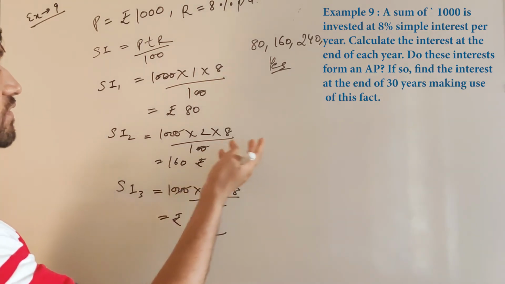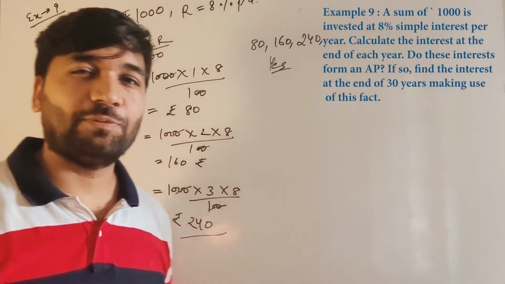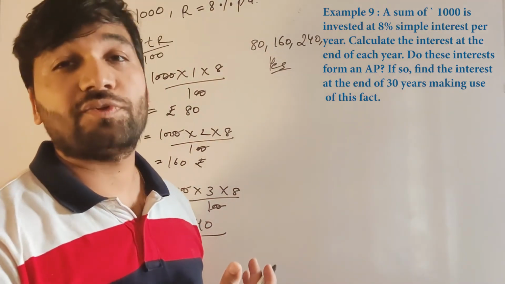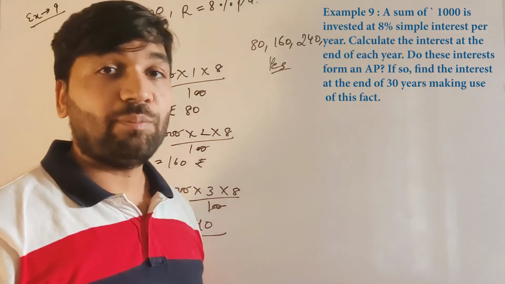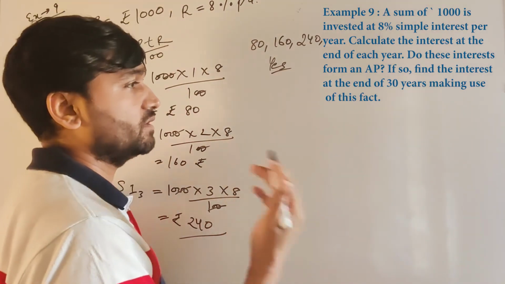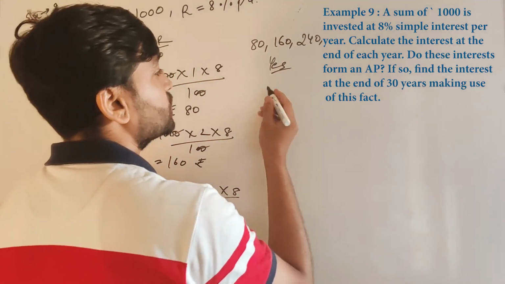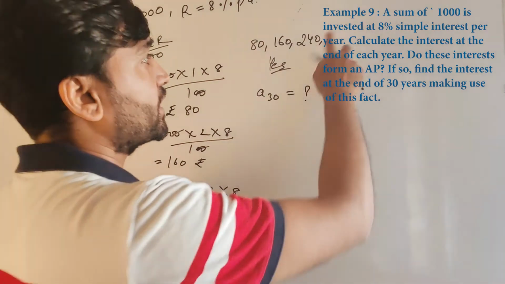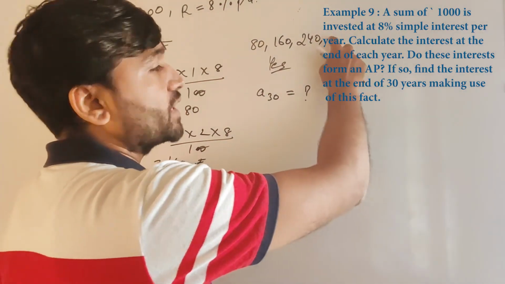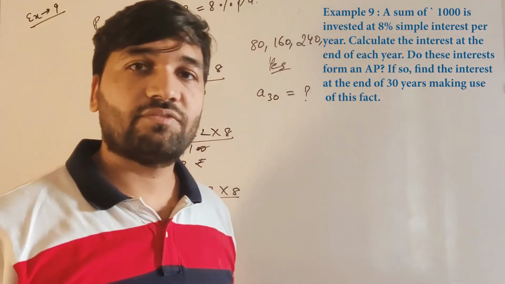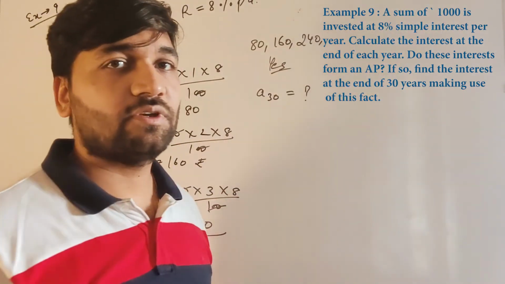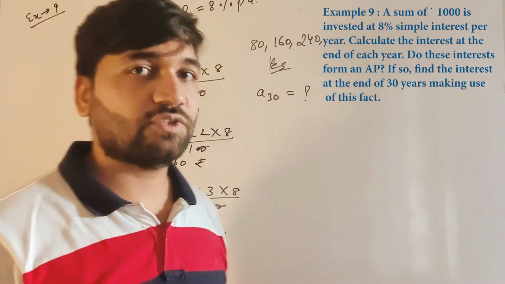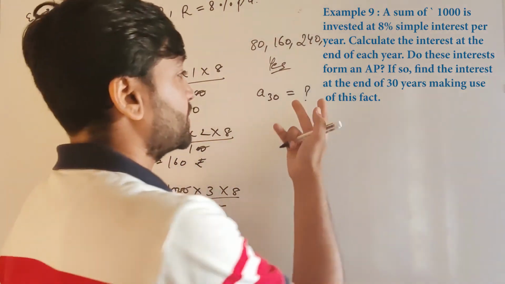I mean, of course you can find using PTR by 100 where time is 30 years. But here, because this is an AP chapter, not a simple interest chapter, we are supposed to use AP formula to find interest after 30 years. What are you supposed to do? You're supposed to find A30. Okay, of course one can do like 240, you add 80, you get 320. Again add 80, you get 400. So like this, if you do 30 times, you will get your simple interest value. But of course, again, that's not the way you're supposed to do. We have to use the arithmetic progression formula.